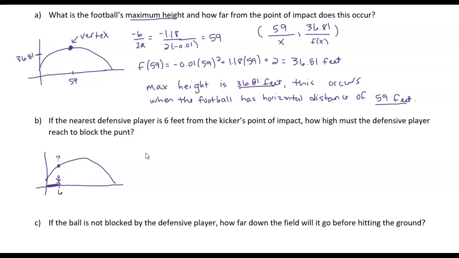So essentially all we need to do is take our function and evaluate it for an x value of 6. So everywhere there's an x, you're going to put in a 6 and pop that into the calculator and see what you get. And you get 8.72, and that will be feet. So that means the defensive player would need to get up to a height of 8.72 feet in order to block that punt.